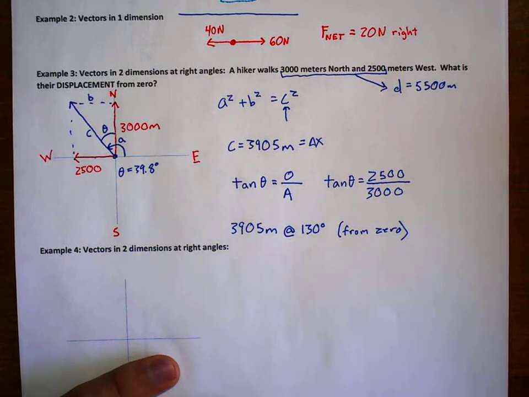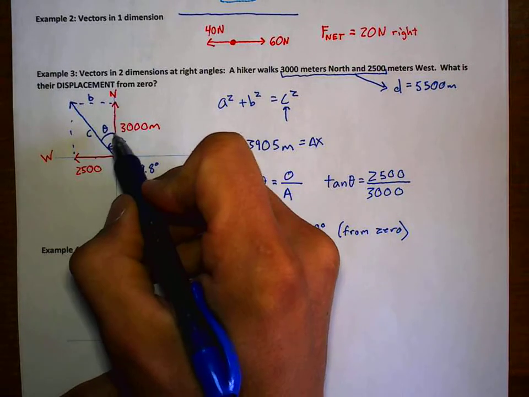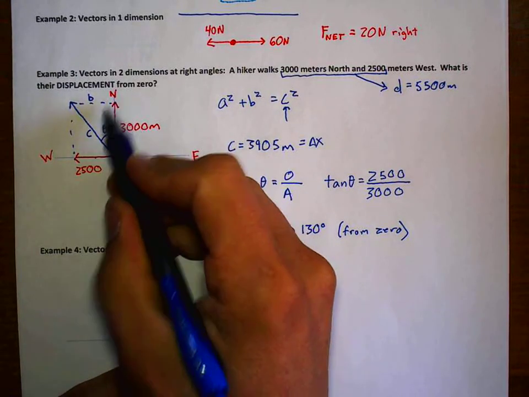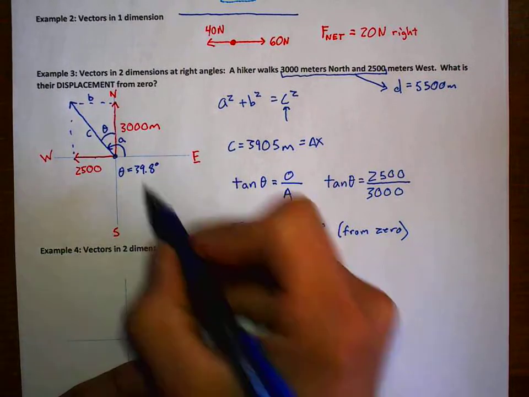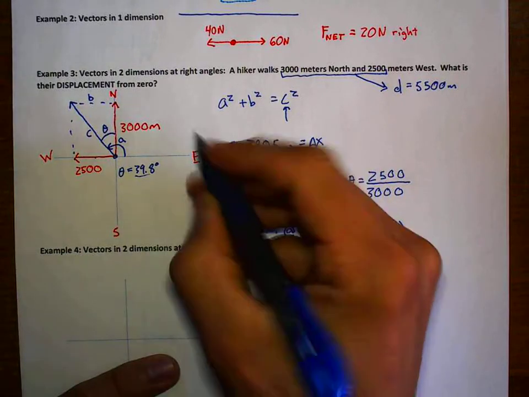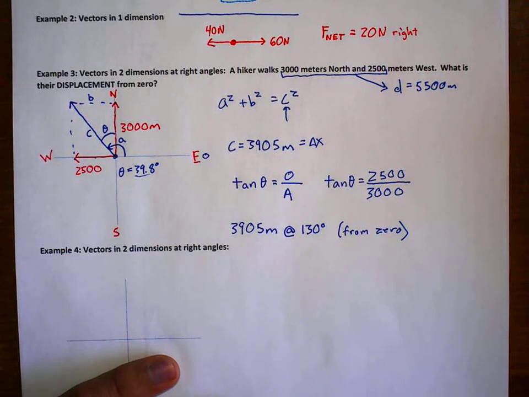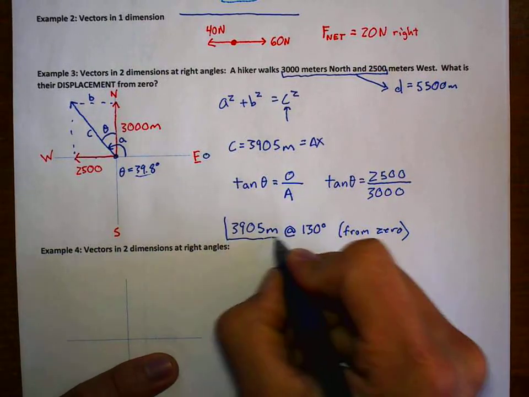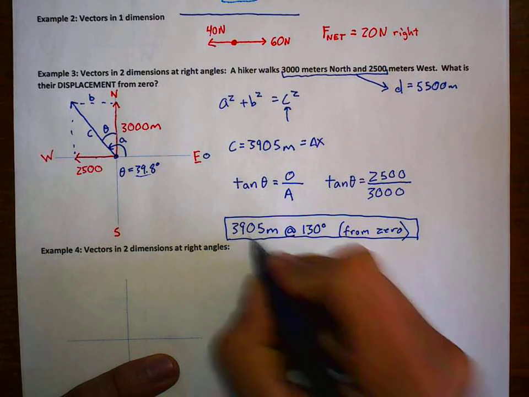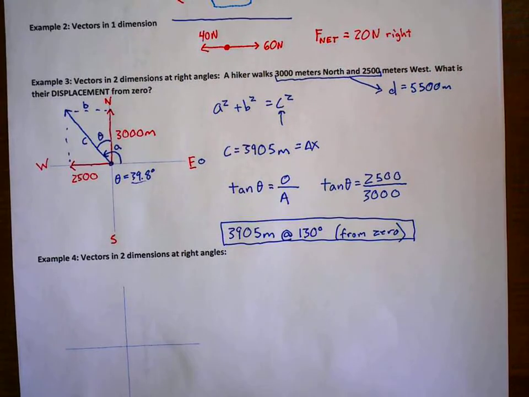Alright, now in the navigation world, headings or bearings are always reported from north. So if you were asked to give one of those, you'd just say 39.8. But to keep it simple, we will always report from 0. In this case, that'd be the east axis. Alright, so we've got a magnitude and a direction. That is a complete vector.